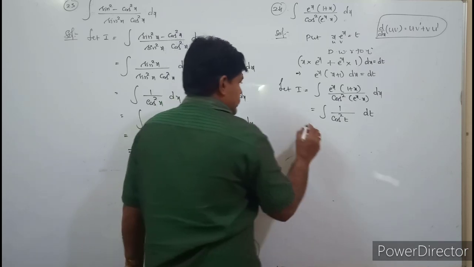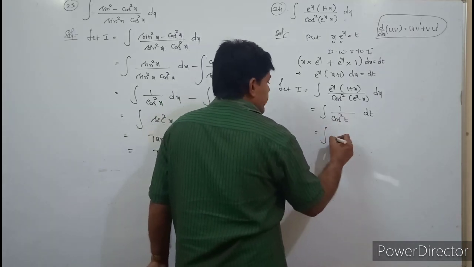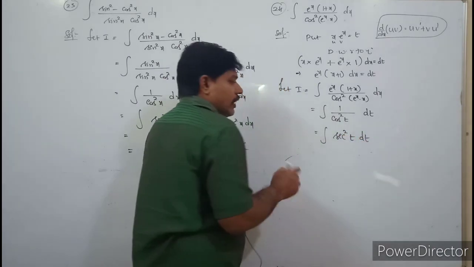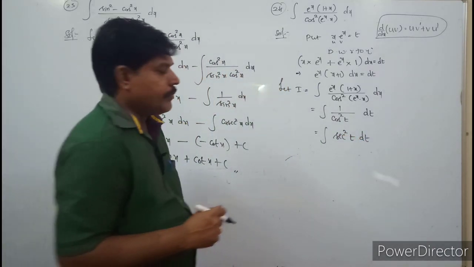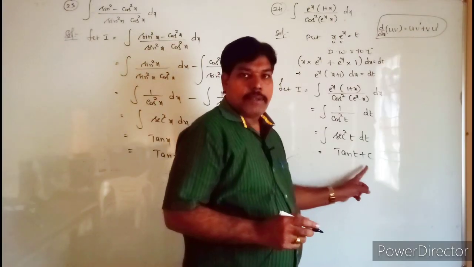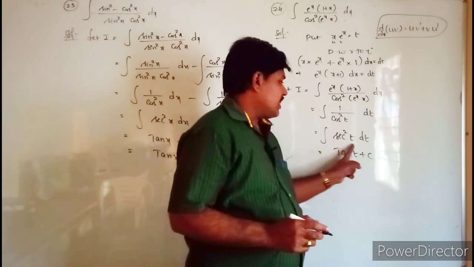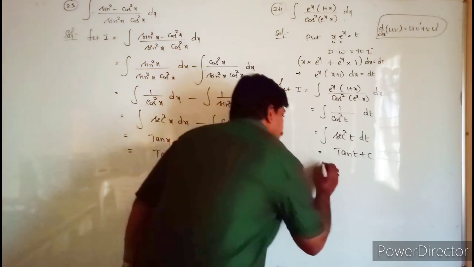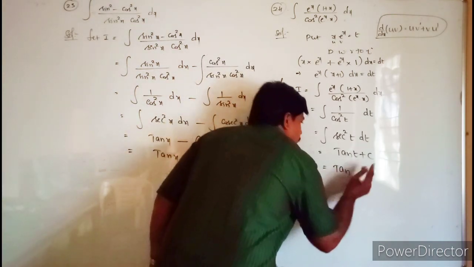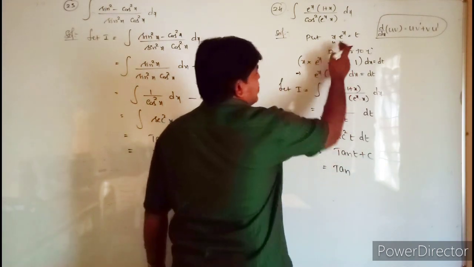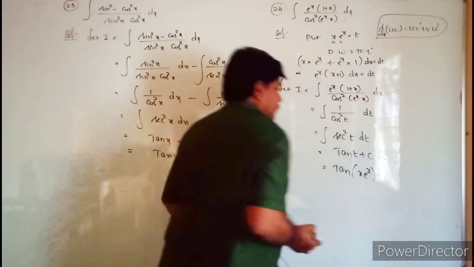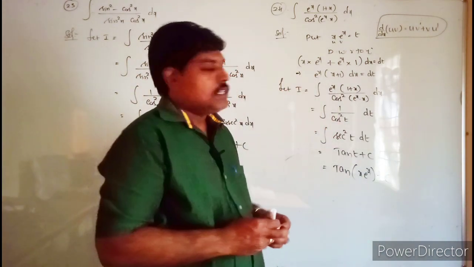So that is equal to integral of 1 by cos square, which is nothing but secant square t into dt. Integral of secant square t into dt is equal to tan t plus c. What is the t value? The t value is x into e power x. So tan of x into e power x plus c.